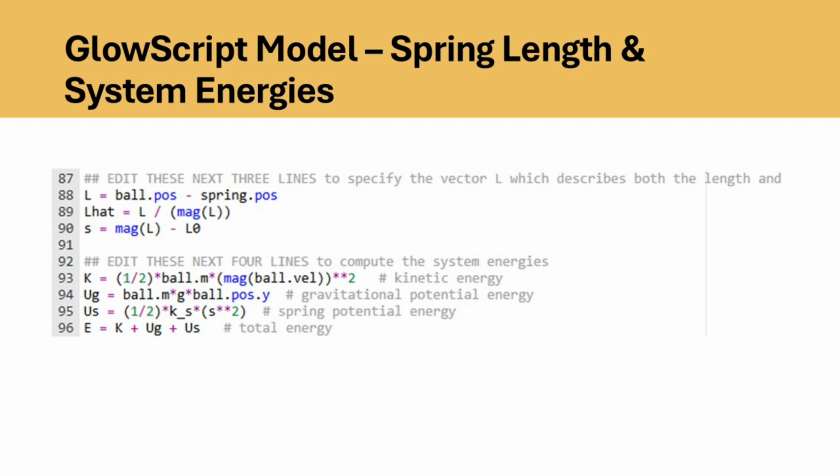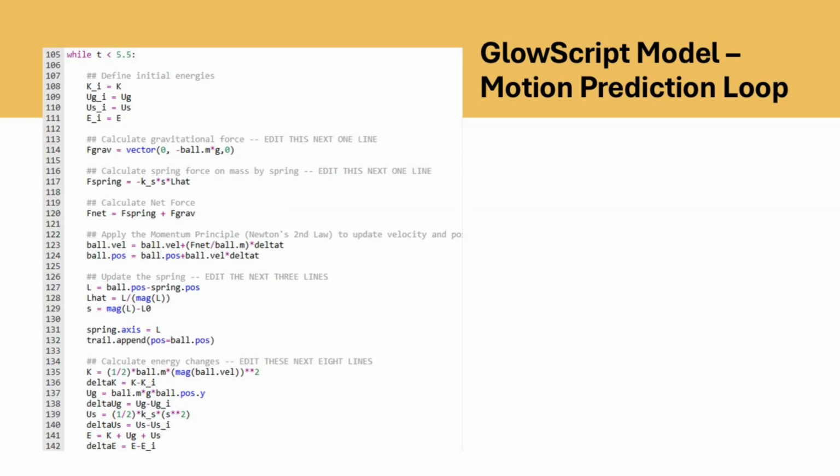From line 88 to 90, we use Hooke's law for our spring's length, and on lines 93 to 96, we use the energy principle, which contains kinetic, gravitational potential, and spring potential energy. Under our while loop, this is our motion prediction. We first set our initial energies and then calculate Fnet, which will help us find the object's velocity and position. We also calculated our spring's length and energies to see the changes throughout a period of time.